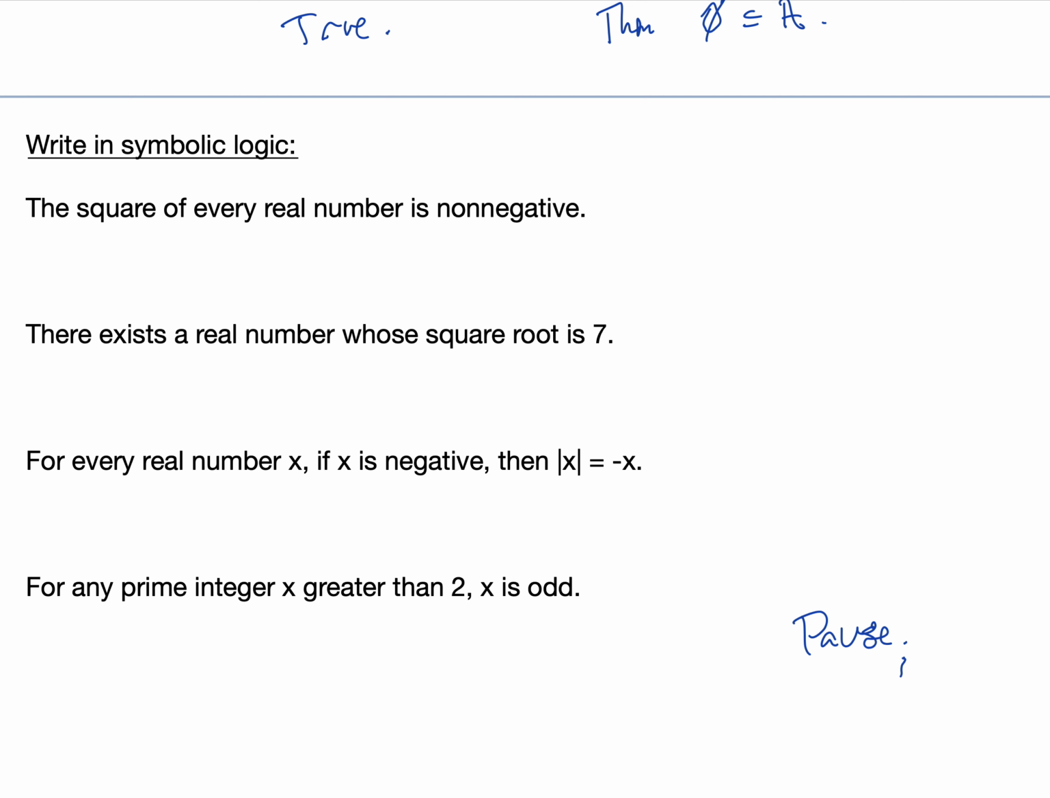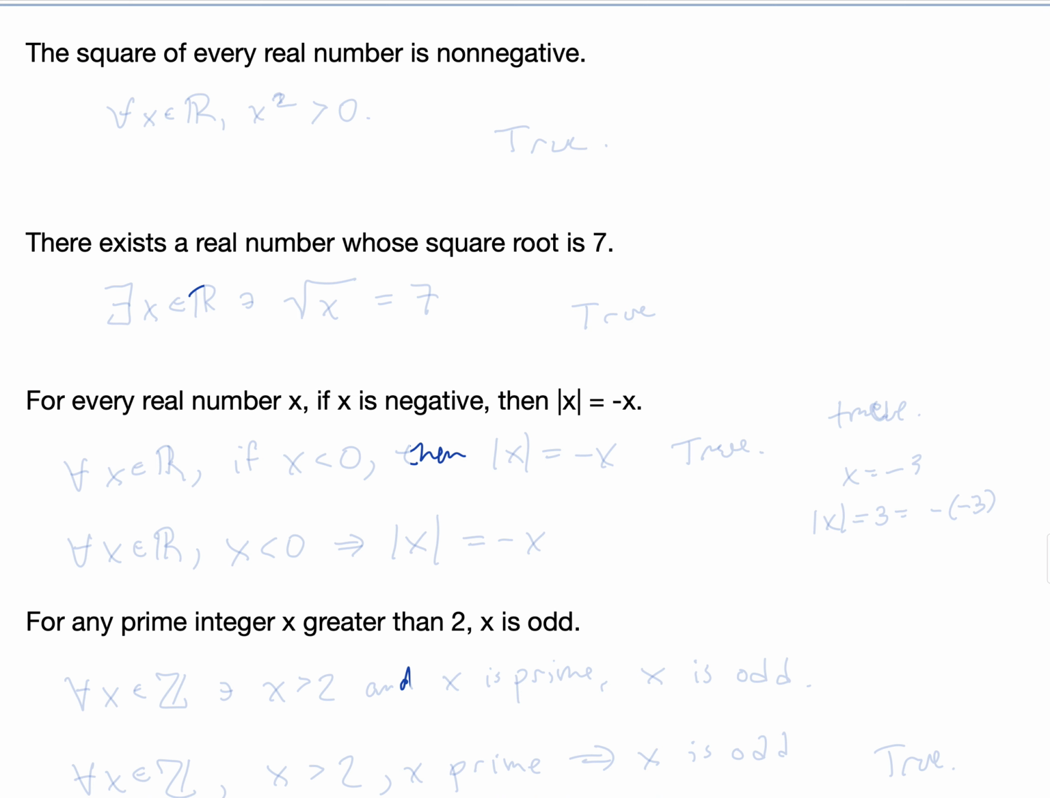We can use there exists, for all, such that, not, and, or, implies, if and only if. We can use any of those symbols. So take a look, try those out, and we'll talk about them in just a moment. The first one, the square of every real number is non-negative.